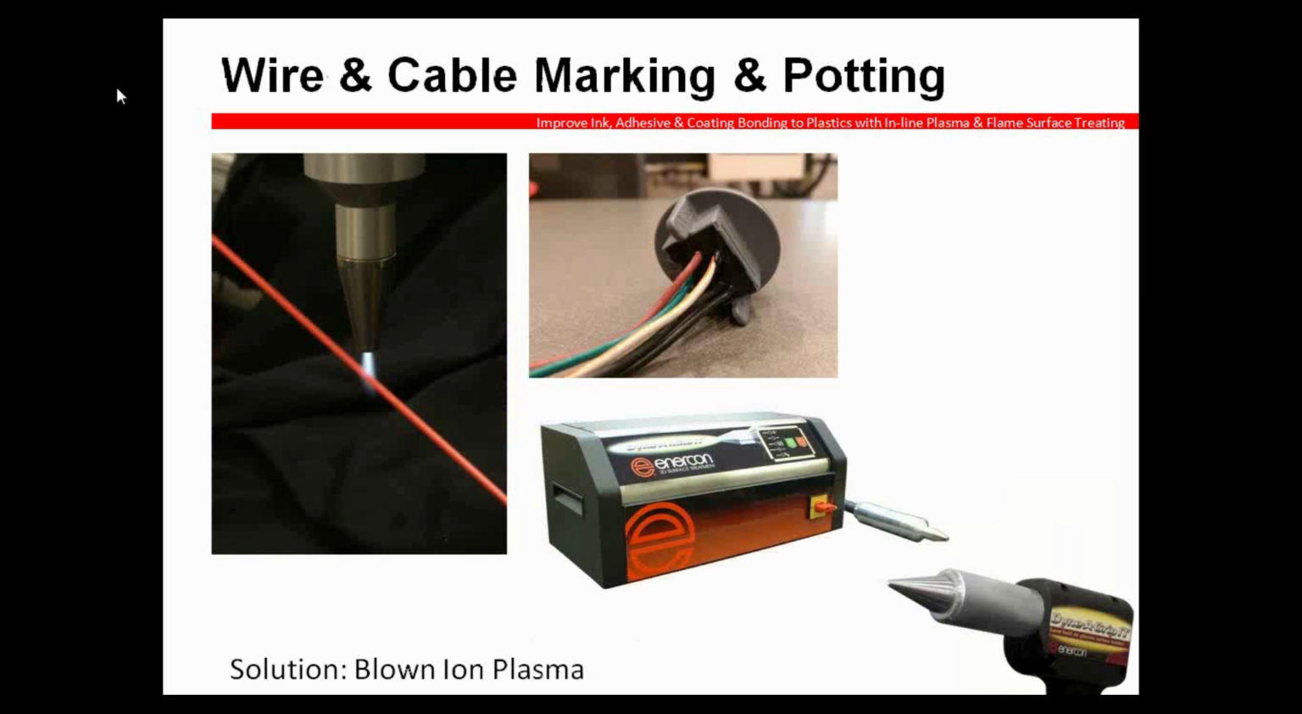Going along a different line, I'd like to talk a little bit about marking in wire and cable as well as potting. Depending on where you are in the supply chain, you may be working with the smaller components to automotive vehicles, and that might be actually applying ink to the surface of a wire or cable. Same concept we have here on the left-hand side of the screen, a blown ion plasma system, pre-treating a wire prior to perhaps putting a digital inkjet code on. You could also be using a contact wheel to do that.